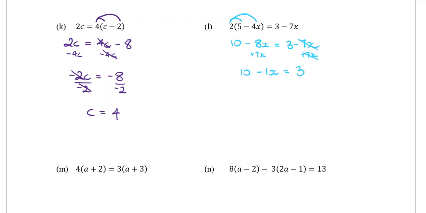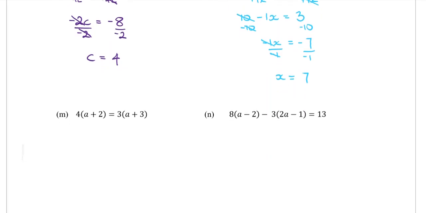We don't usually write the 1, but I'll show you why I want it there in just a minute. My next move is to get rid of the 10, which is positive, so my opposite is to subtract 10. That will leave a negative 1x equals 3 take away 10 is negative 7. Now, this is why I want the negative 1 there, because there's a negative in front of that x. To get rid of it, I need to divide by negative 1. Then the x is by itself. Negative 7 divided by negative 1 makes a positive 7.